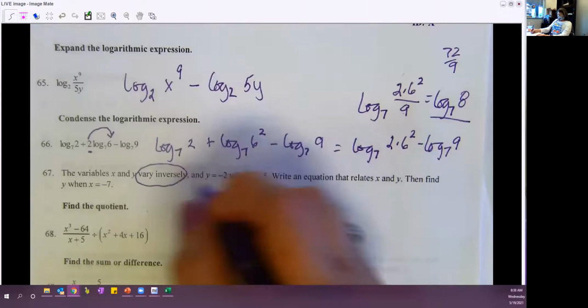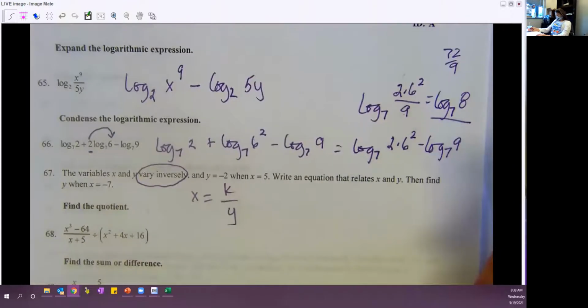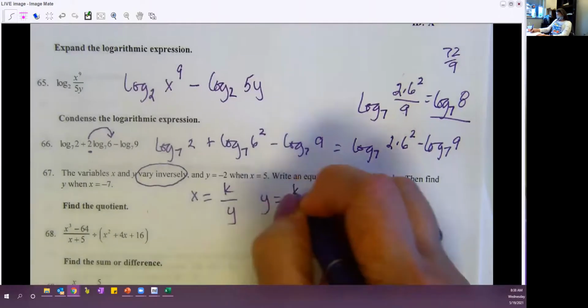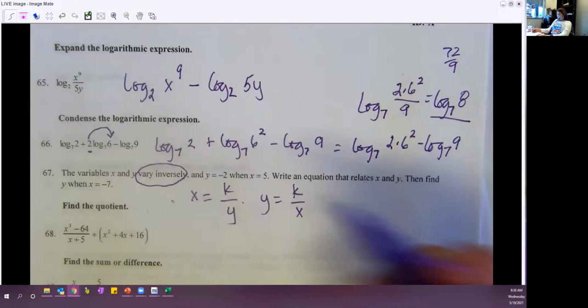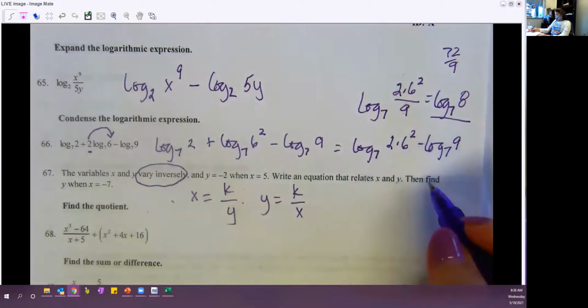Oh, it doesn't matter. k over y. Yeah, you could either write it that way or you could write it this way. Because if I do the algebra, if I multiply both sides by y and divide both sides by x, those will be equivalent. So write the equation and then find it.